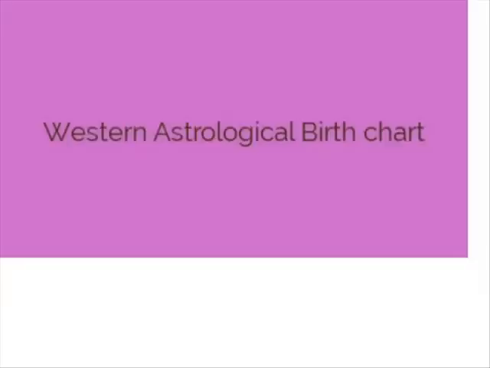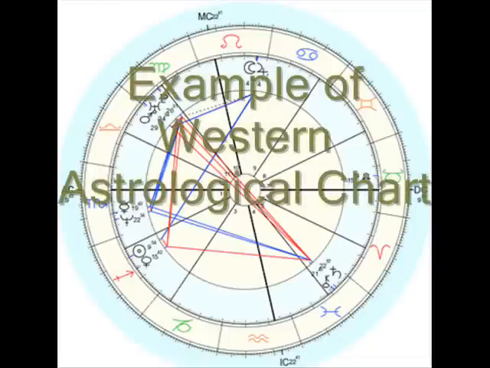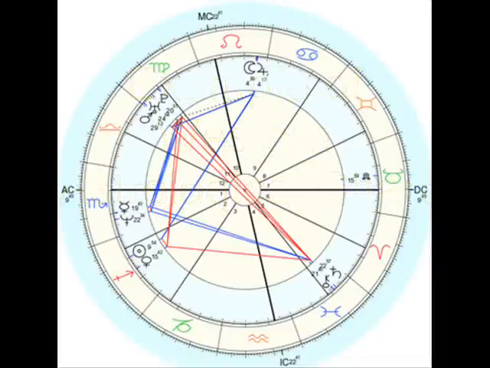Let's discuss some basics related to birth charts. This is the Western astrological chart. Here circle 1 represents the zodiac signs. Circle 2 represents the planetary positions of respective zodiac signs. And circle 3 represents the aspects. I feel personally this is very confusing.